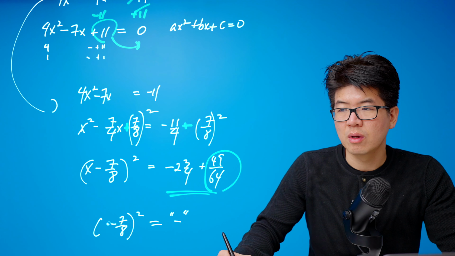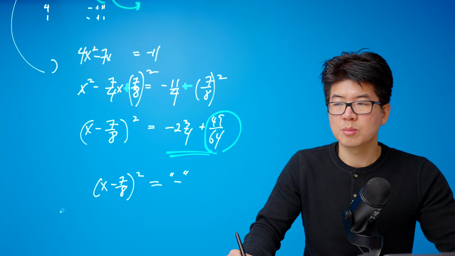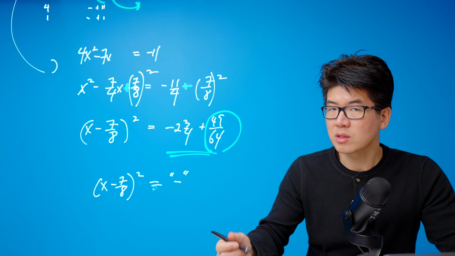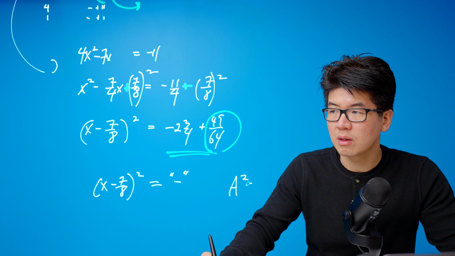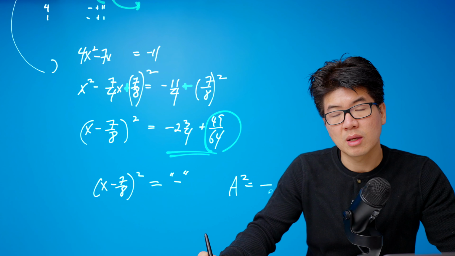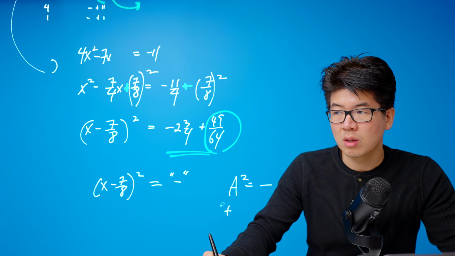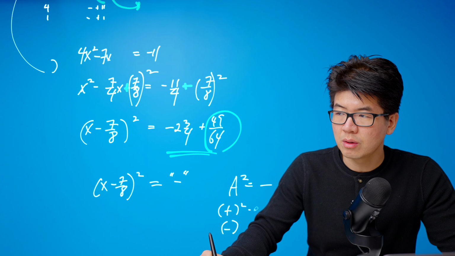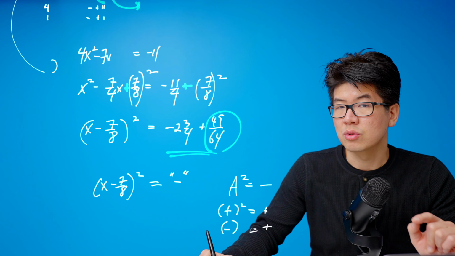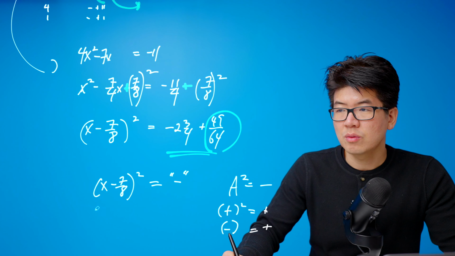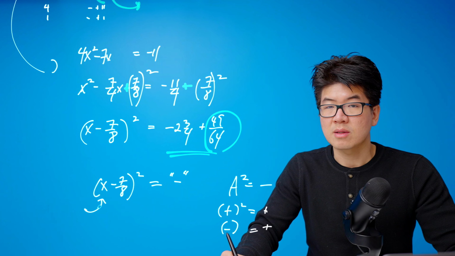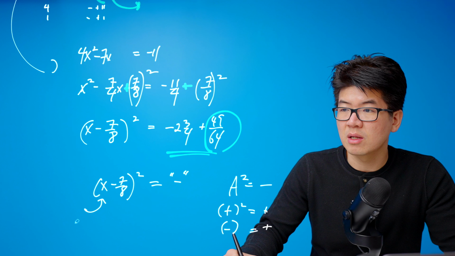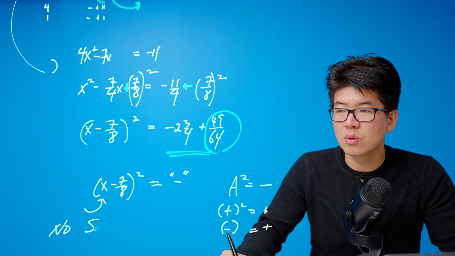Okay, now let's think about this. Is it possible for something squared to be negative? Is that even a possibility? If you square something, can it be negative? Whether you square a positive number or a negative value, it always ends up being positive when you square it. So it doesn't matter what you put into x. It's just not going to work. We're not going to get an output, the result of a negative value. So in this case, we say there's no solution.